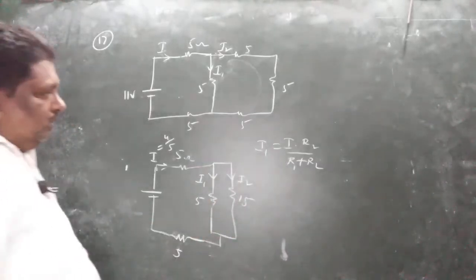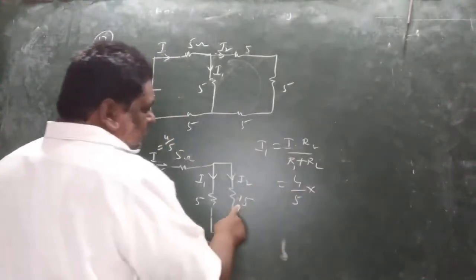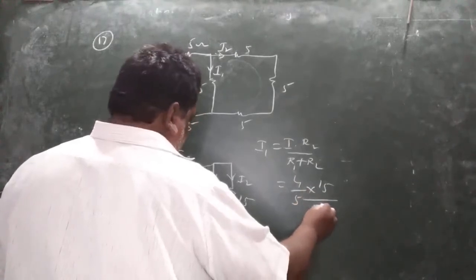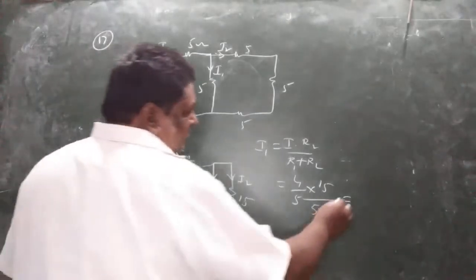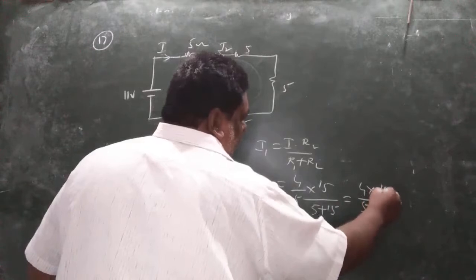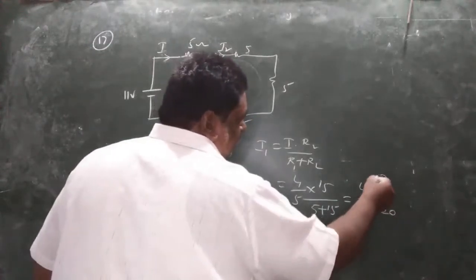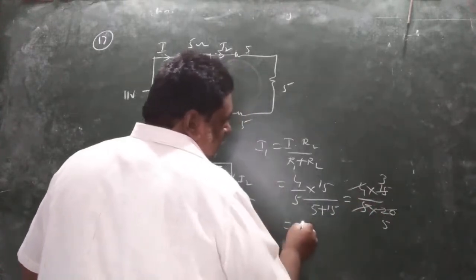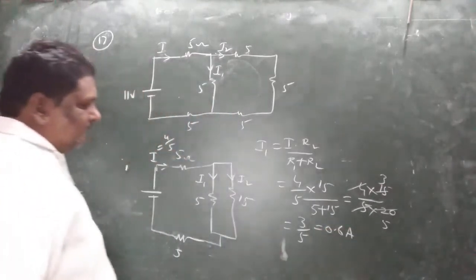Correct. Now the I value is 4 by 5. The opposite resistance is 15, by the total value 5 plus 15. So how much is it? 4 by 5 into 15 by 20. So 5 threes are 15, and 5 fours are 20. So 3 by 5, that is 0.6 amperes.